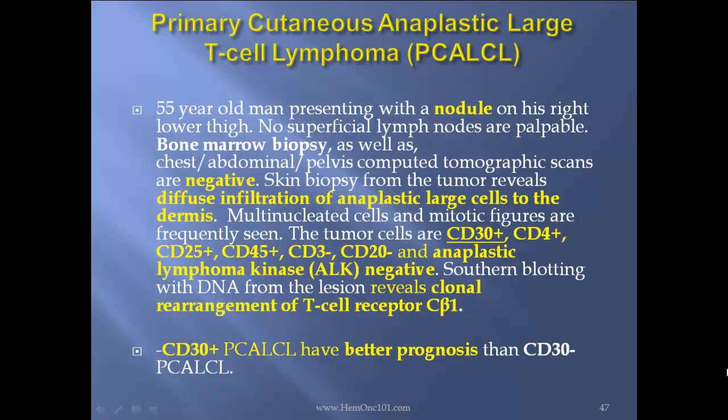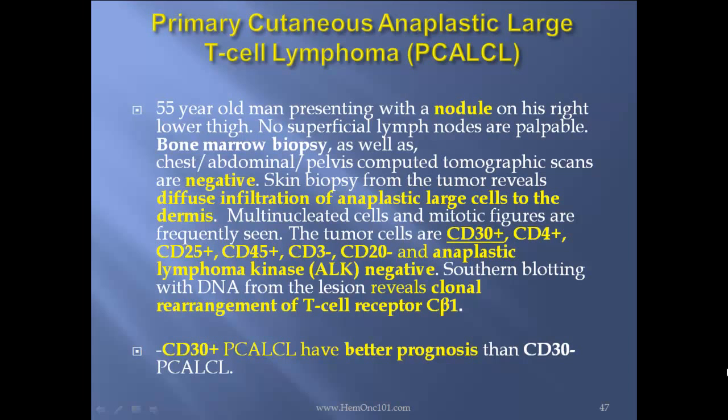Multinucleated cells and mitotic figures are frequently seen. The tumor cells are CD30 positive, CD4 positive, CD25 positive, CD45 positive, CD3 negative, and CD20 negative, and anaplastic lymphoma kinase negative. Southern blotting with DNA from the lesion reveals clonal rearrangement of the T-cell receptor, proving a clonal T-cell population.